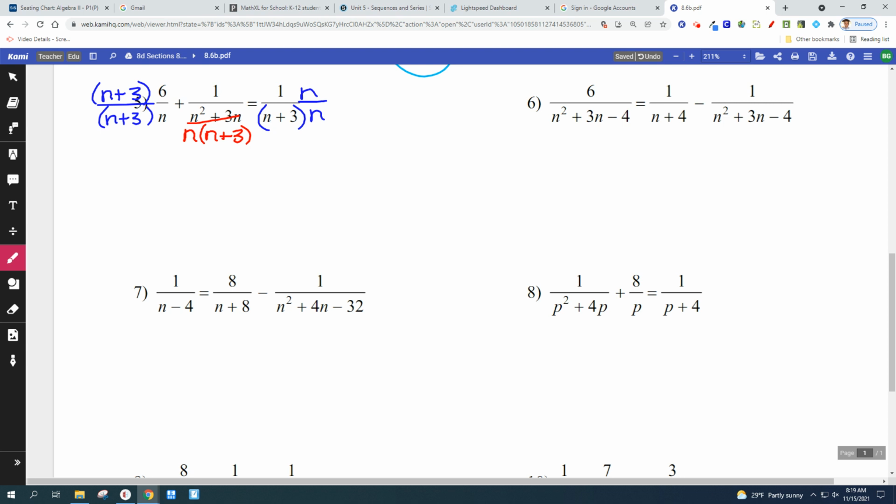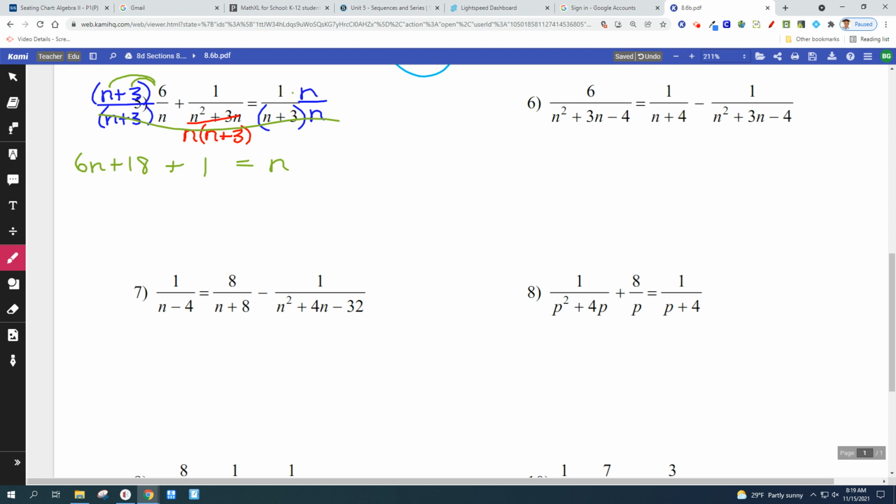I can multiply both sides by the denominator, but that's just going to have the effect that the denominator cancels out and we just look at the numerator. So on the top, I'm going to distribute this 6 right here, 6n plus 18, plus 1 in the middle, equals 1 times n, which is n, over here on the right side.